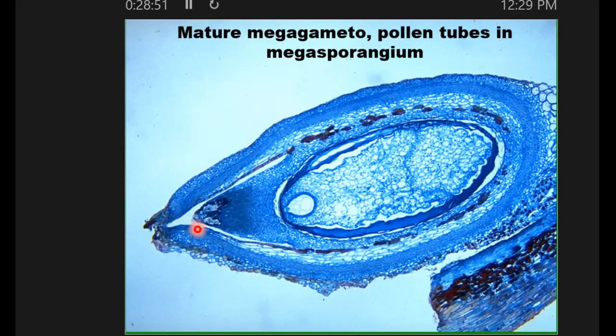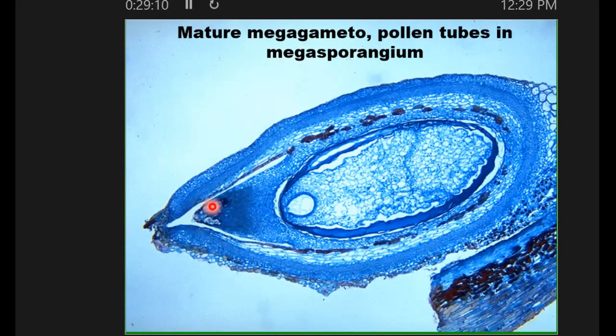And this is a great image because it's actually showing two pollen tubes starting to grow into the megasporangium. So that kind of blobbish look, you can see those two blobs? Those are two pollen tubes. So two pollen grains landed here, and each one is sending out a pollen tube.